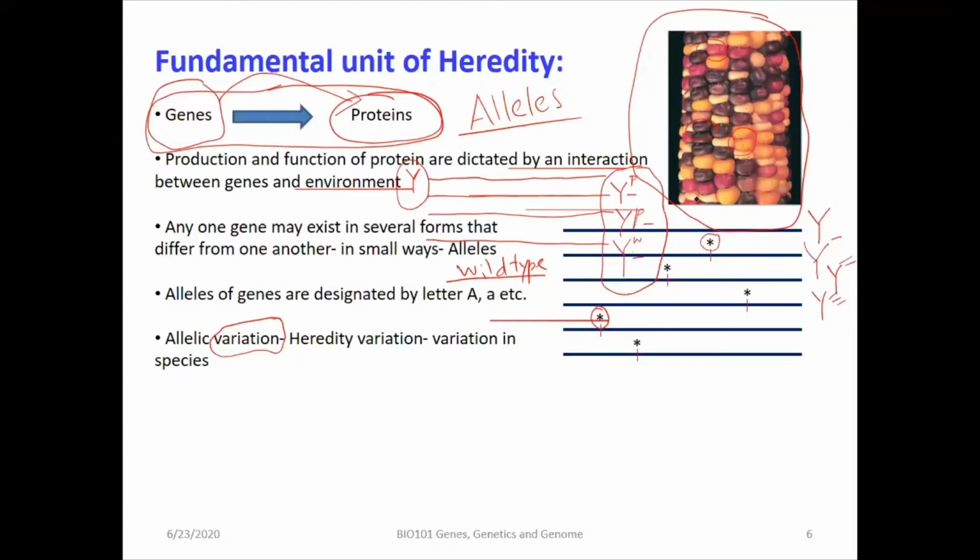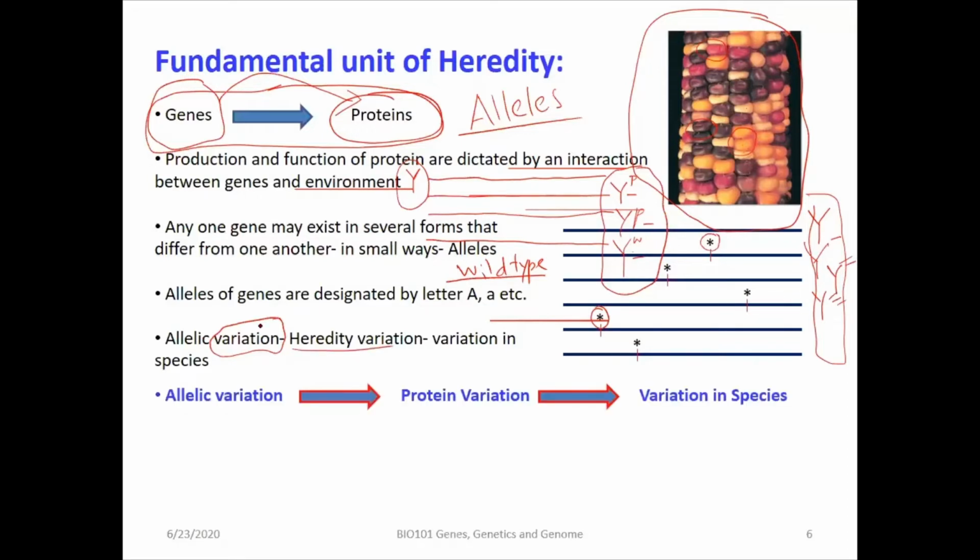So this allelic variation, all this, is variation at the gene level. The same gene existing in multiple different forms. So alternate forms of genes are called alleles. And allelic variation is going to give you variation in what we call heredity variation. So what we have just discussed, allelic variation, leads to variation of proteins and then variation in a species.